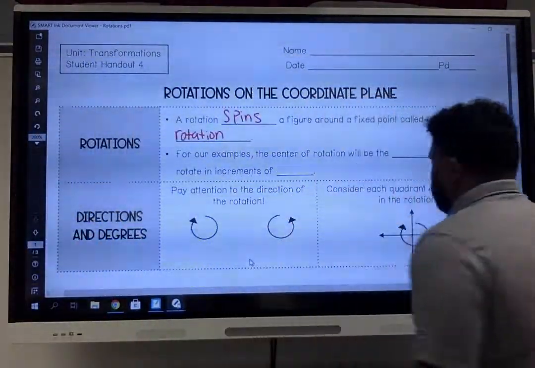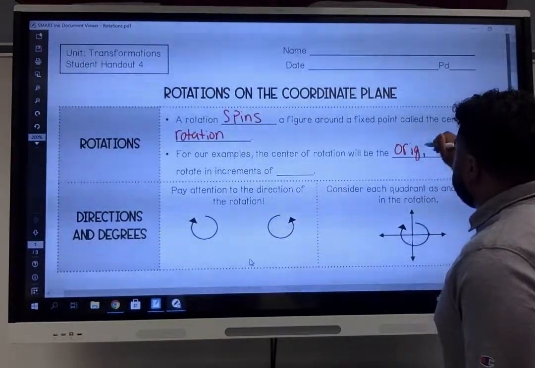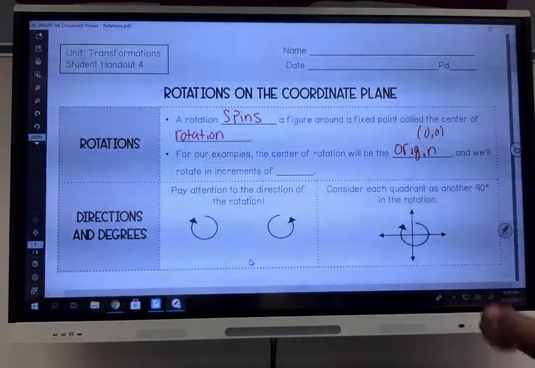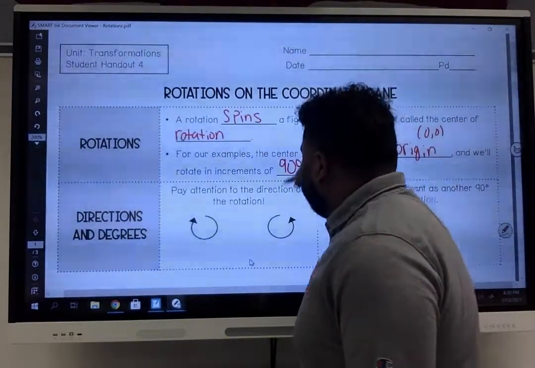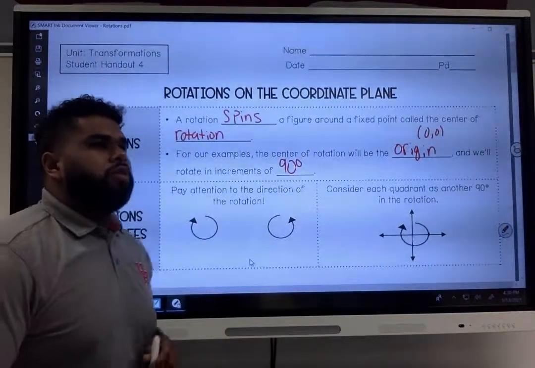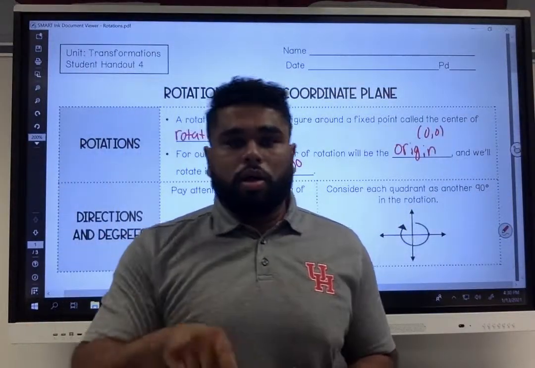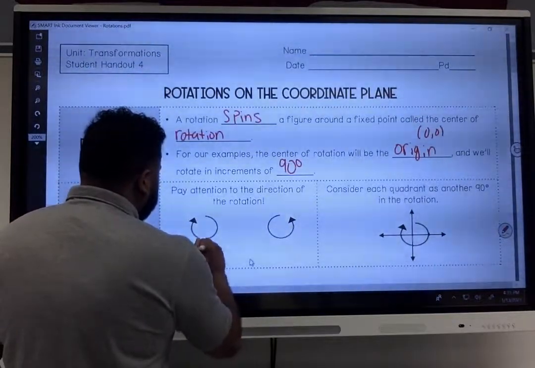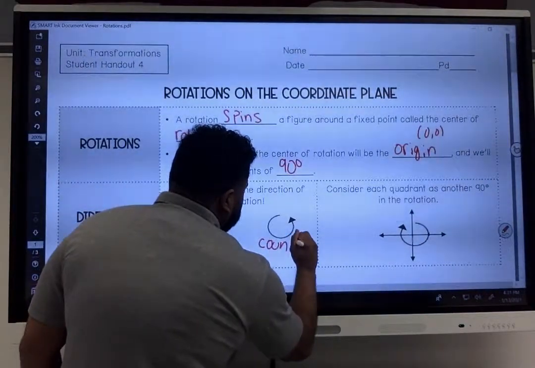The origin is the very middle of the graph, otherwise known as 0, 0. And we will rotate in increments of 90 degrees. So when it says pay attention to the direction of the rotation, we can move in two directions in rotations. We're going to move either clockwise or counterclockwise. So this one right here is going to be clockwise, and over here is counterclockwise.